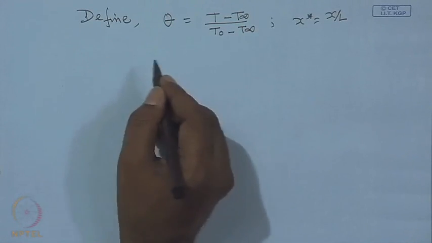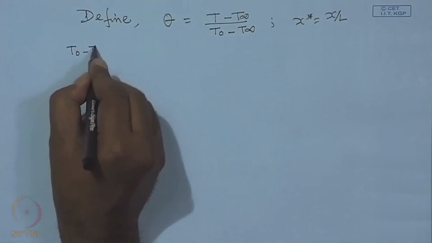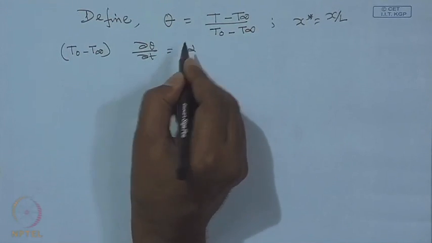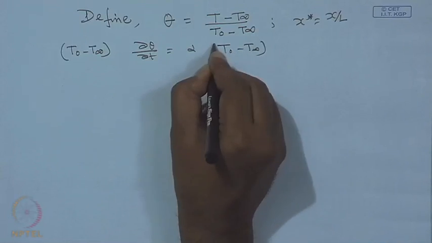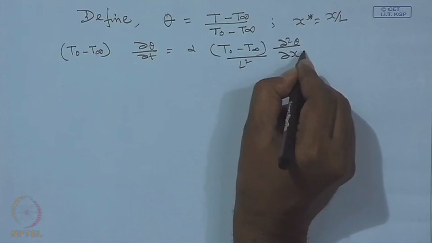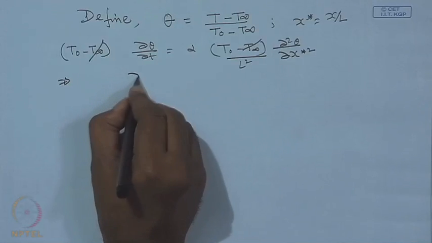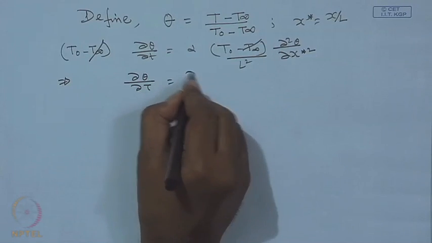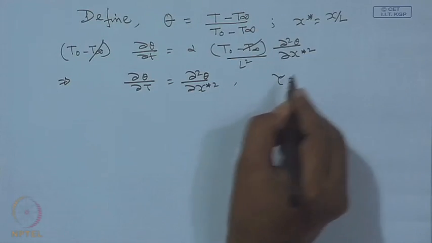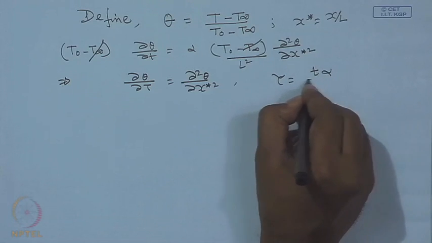If you put all these things in non dimensional form, your basic equation will be T0 minus T infinity del theta del t is equal to alpha times T0 minus T infinity del square theta divided by L square del x star square. So, T0 minus T infinity will cancel out, and you can write del theta del tau is equal to del square theta del x star square, where tau is the non dimensional time, equal to alpha t over L square.